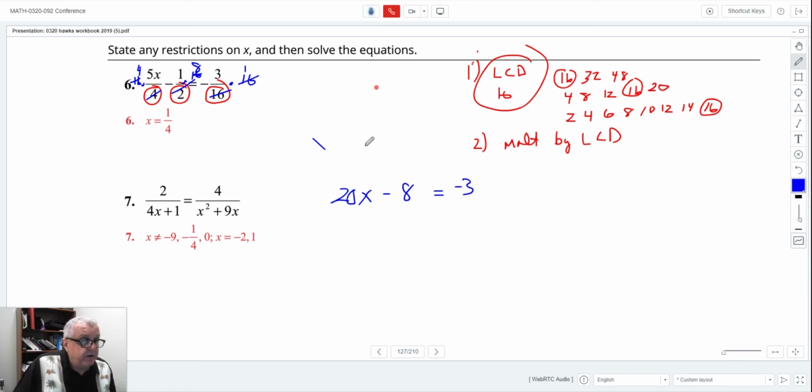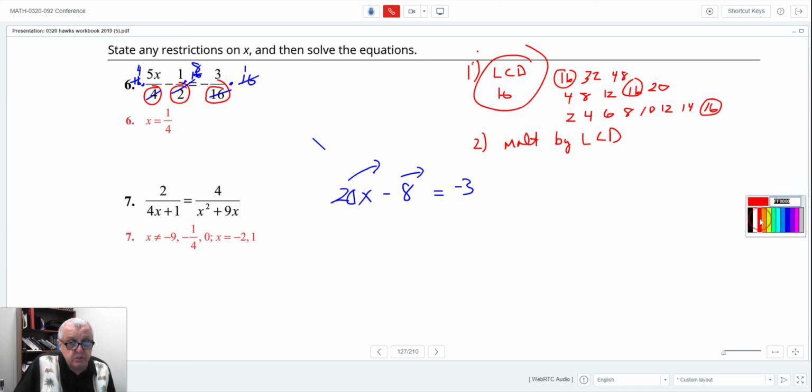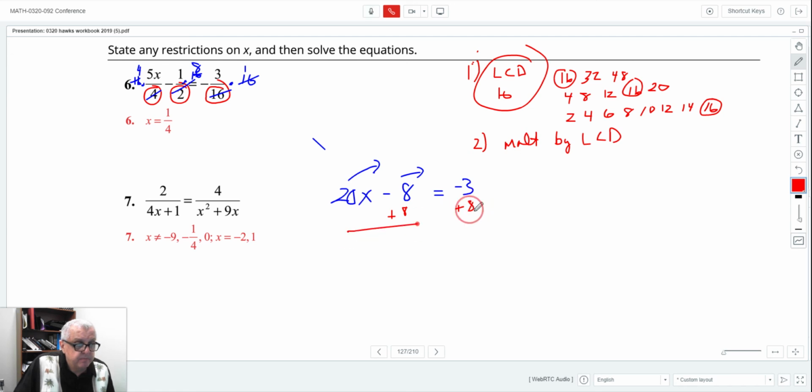So now I'm just solving for x. I need to get the 20 to the other side and the 8 to the other side. You always take the add and subtract to the other side first. So instead of minus 8, I'm going to add 8 to both sides. I'm left with 20x equals 5. Negative 3 plus 8 is 5. Then I'm going to divide both sides by 20, to get the 20 to the other side.